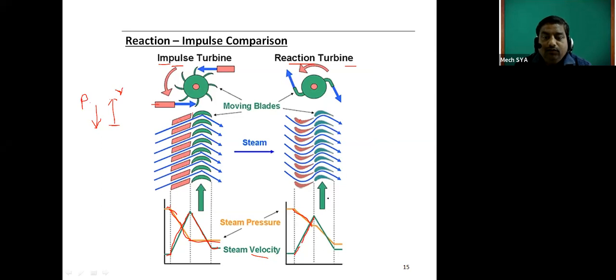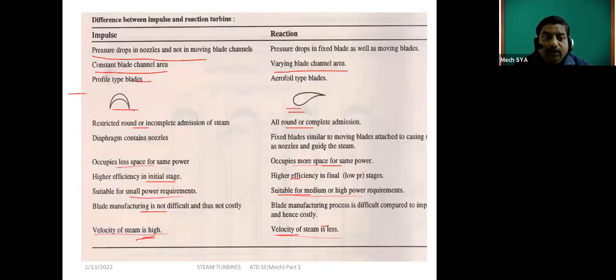Then afterwards, in the moving blade, what happens? These moving blades are also acting as nozzles, because the cross-section area goes on decreasing, and as the passage area goes on decreasing, the pressure is also decreasing. So pressure decreases continuously throughout the stages. In the moving blade of a reaction turbine, pressure as well as velocity decreases. So basically this is the difference between the impulse turbine and reaction turbine.